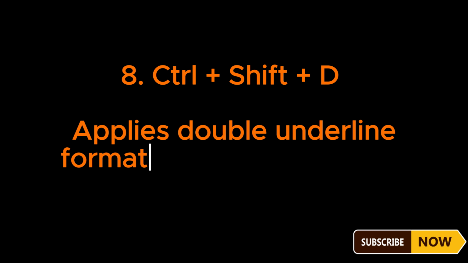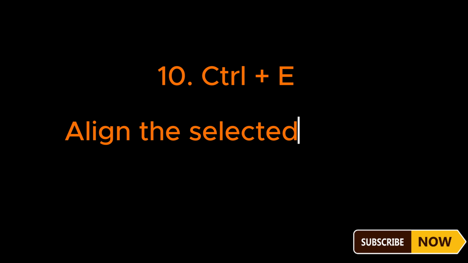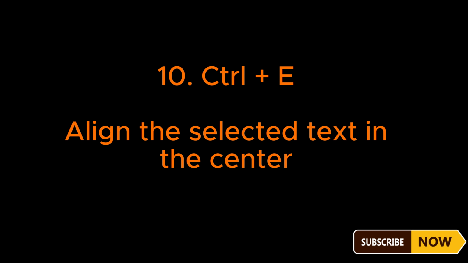8. Ctrl+Shift+D applies double underline formatting to the selected text. 9. Ctrl+I makes the currently highlighted text italic. 10. Ctrl+E aligns the selected text in the center.